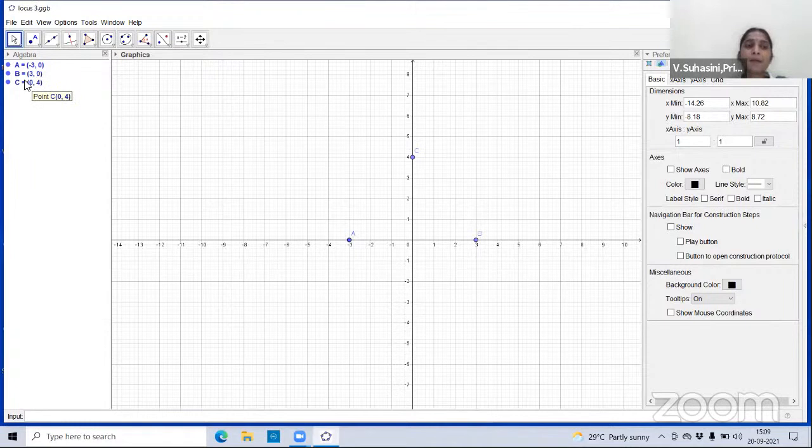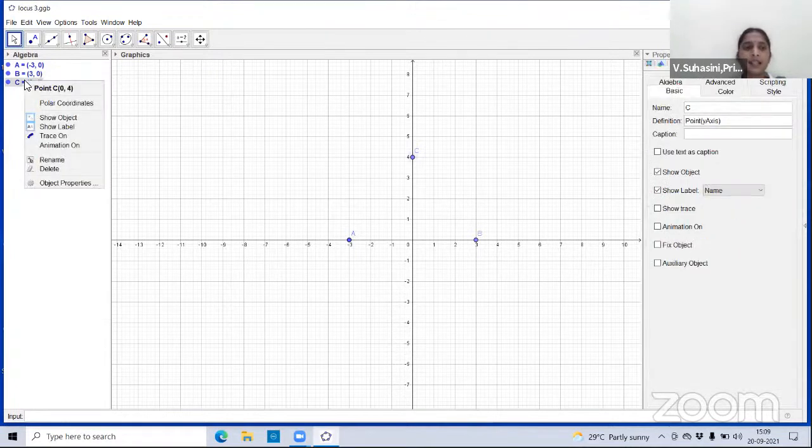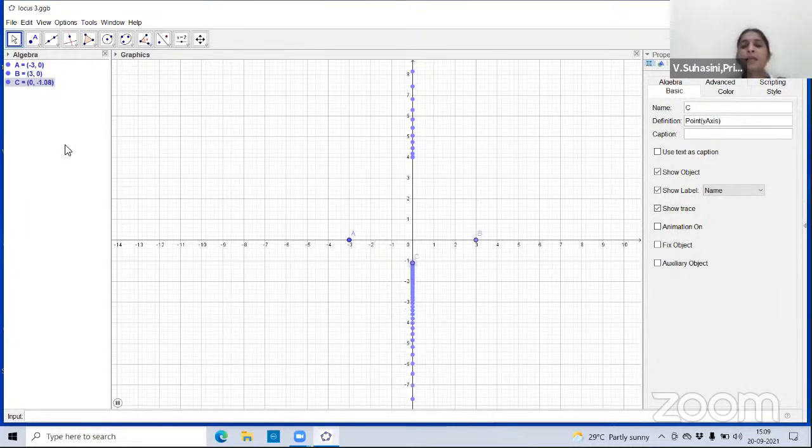Let us see what the path is. C is the point which is equidistant from A and B, isn't it, children? Let us take many more such points which are equidistant from A and B. See, these many points are equidistant from A and B. Collect all those points. What is this figure?